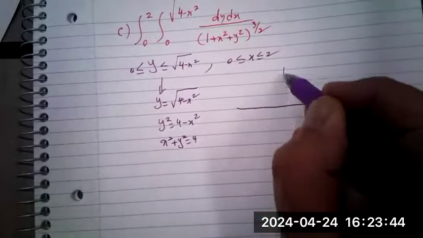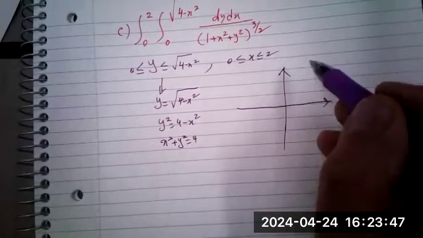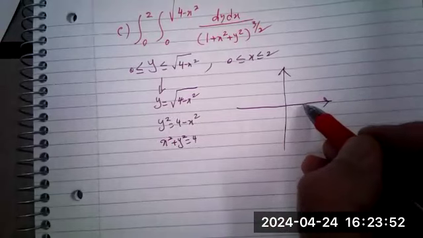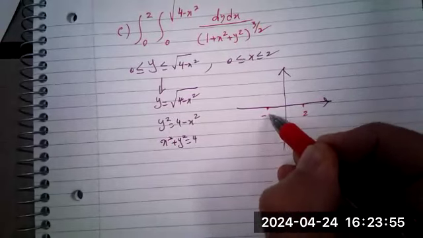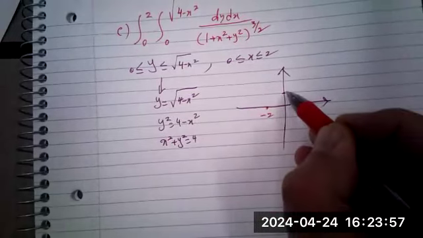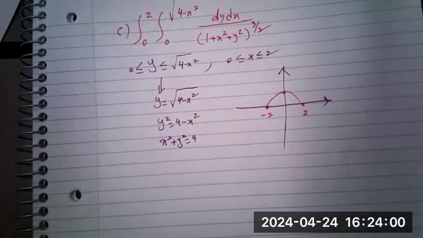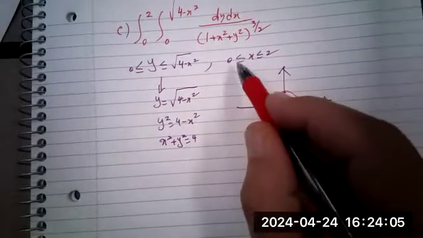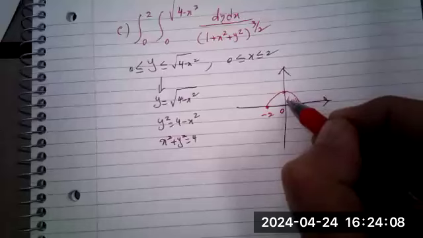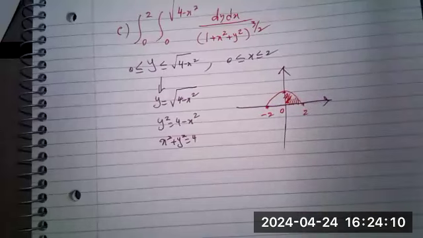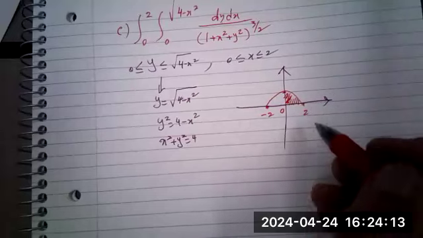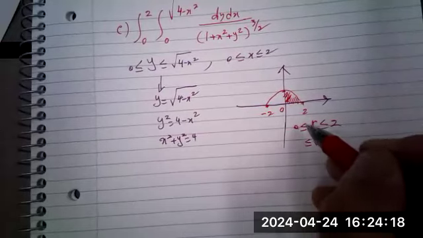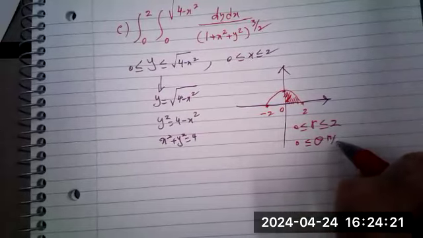So it's like the first part. Since we're using only positive y, it's a semicircle of radius 2, so that's 2, negative 2, and the top 2. So this is going to be the semicircle. But x is between 0 and 2, so we are going to be interested in this quarter only. That's it. r is the radius between 0 and 2, and θ is only in the first quadrant, so it's going to be between 0 and pi over 2. That's it.